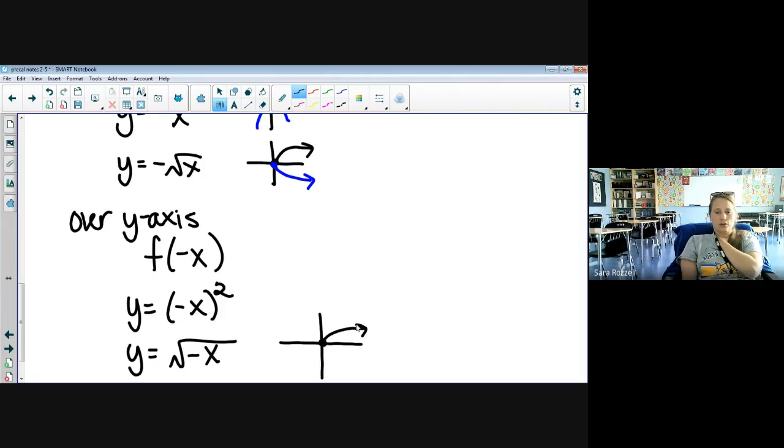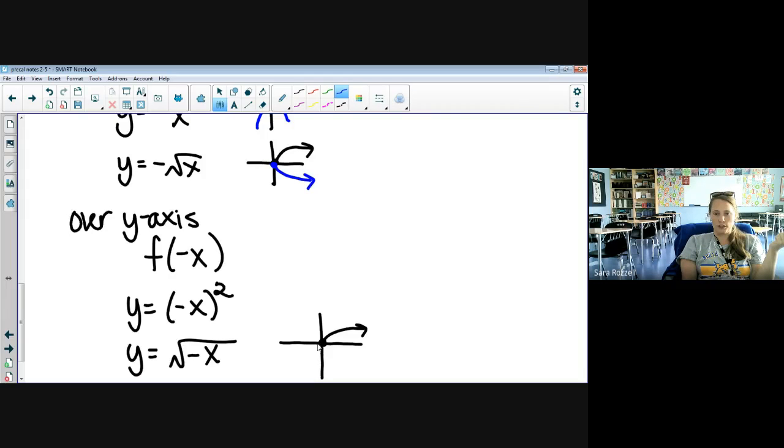So that's the original square root graph. Think about if you folded that along your y-axis, think about where it needs to be. What quadrant would it be in if we folded it over the y-axis? You can show me with your fingers. This is quadrant, in case you forgot, 1, 2, 3, 4. So it's going to be in quadrant 2.